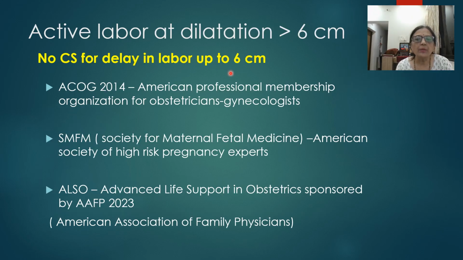On the other hand, all the American guidelines give the definition of active labor as dilatation greater than 6 centimeters, and cesarean section only for delay in labor should not be done up to 6 centimeters. That means the latent phase is up to 6 centimeters, and prolongation of the latent phase is an indication for interventions such as ARM, rupture of membranes and oxytocin administration, and not an indication for cesarean section per se.